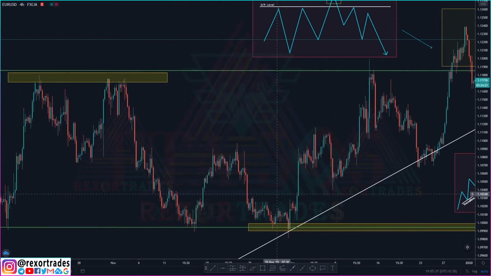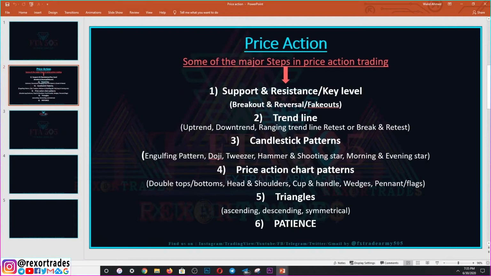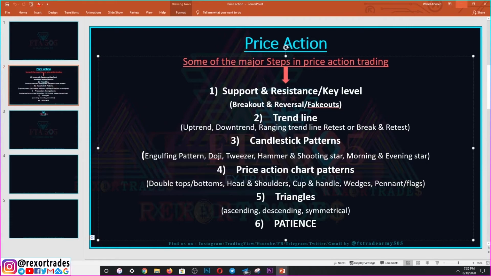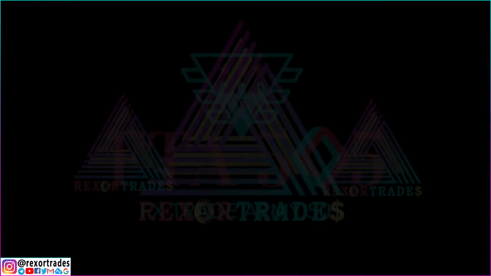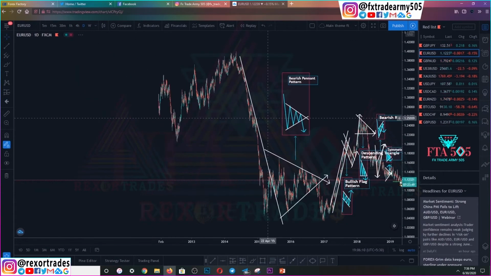Now let's head back to our other steps, that was price action chart patterns. There are different types of chart patterns such as double tops or bottoms, head and shoulders, cup and handle, wedges, pennants and flags. So let's see some of the price action patterns in here. Let's change this time frame to the daily time frame.